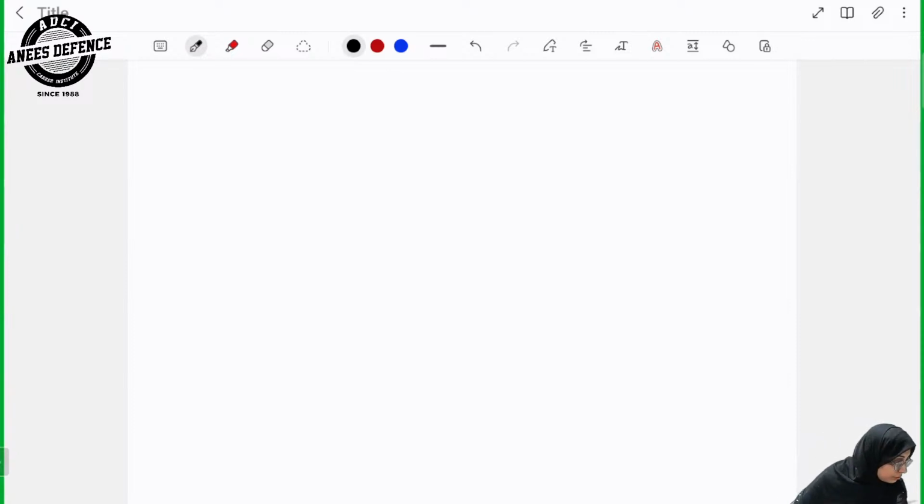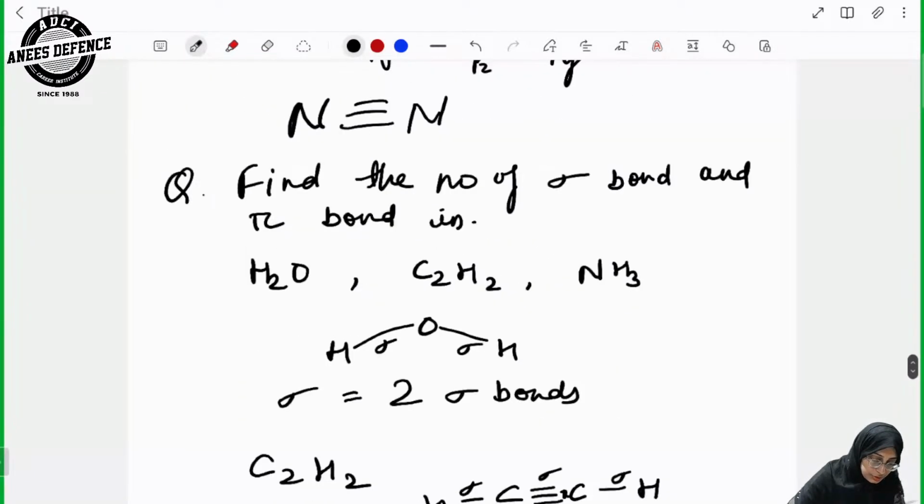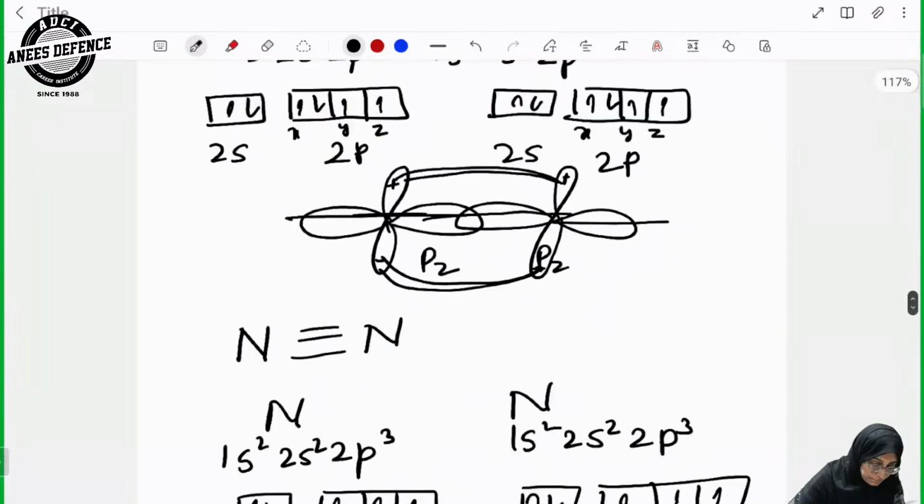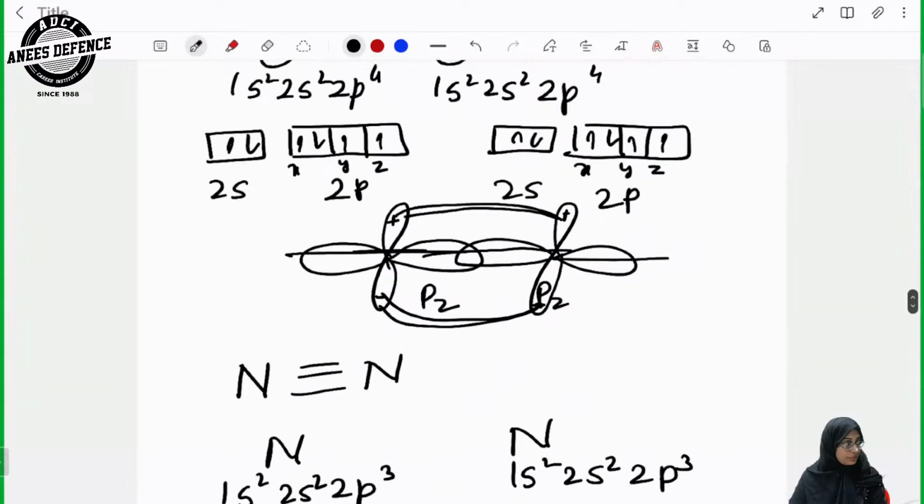Pi bond again. Rotate pi bond in a sheet. Pi bond you want to see? Yeah. This one. Okay, see.